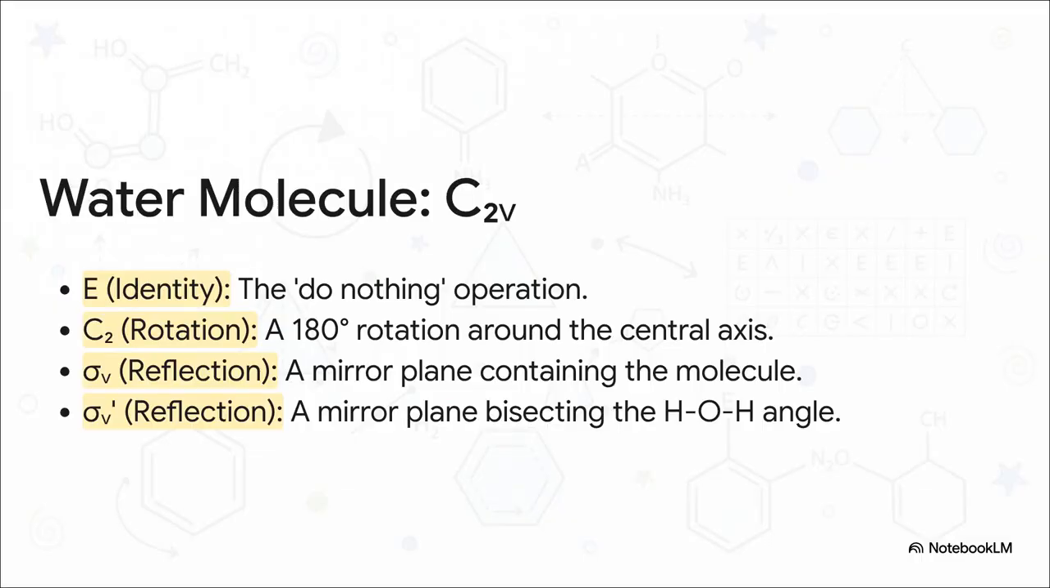Let's take a super simple example, good old water, H2O. First, you've got the identity operation, which we call E. That's just leaving it alone. That's our do-nothing element. But you can also rotate it 180 degrees around an axis that runs right through the oxygen atom, and hey, it looks exactly the same. That's a C2 rotation. Then there are 2 different mirror planes you can reflect it through and get the same result. These 4 operations, E, C2, and the 2 reflections, they actually form a complete, perfect mathematical group.